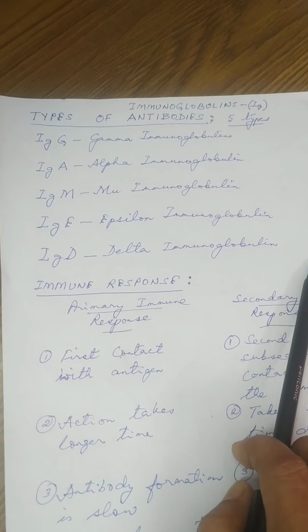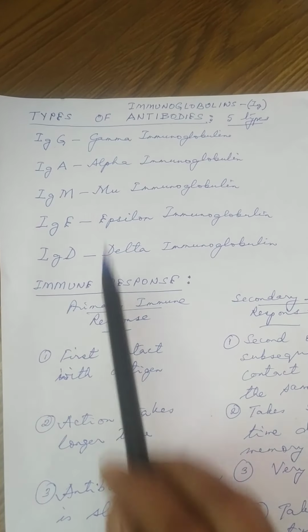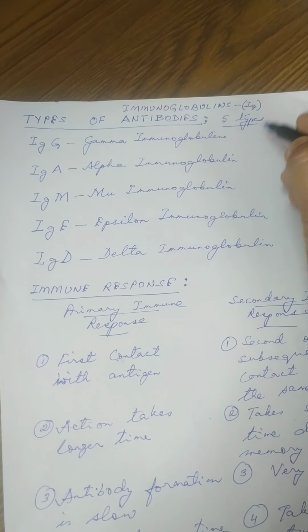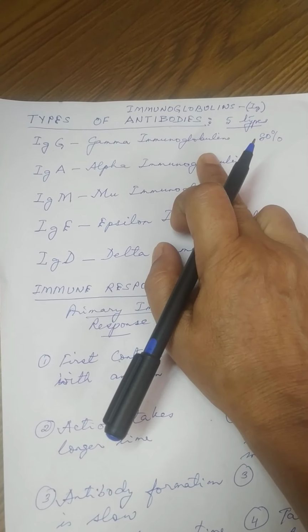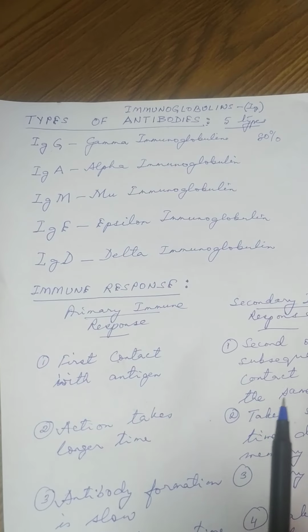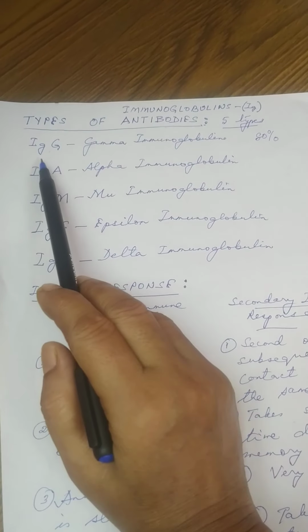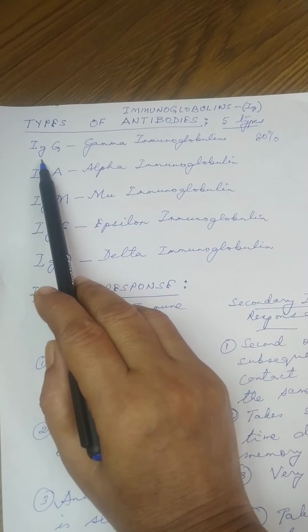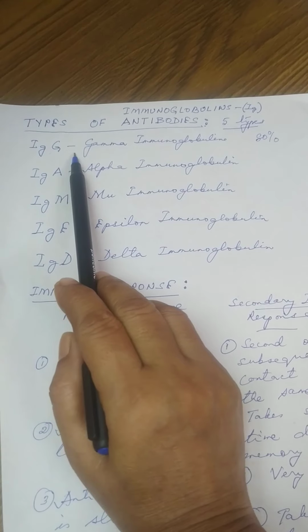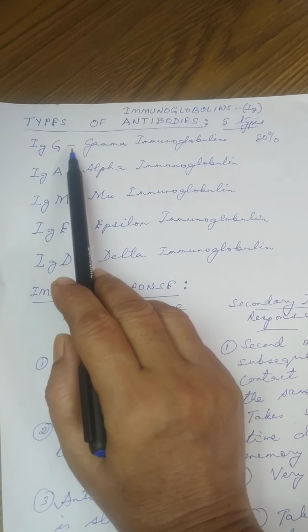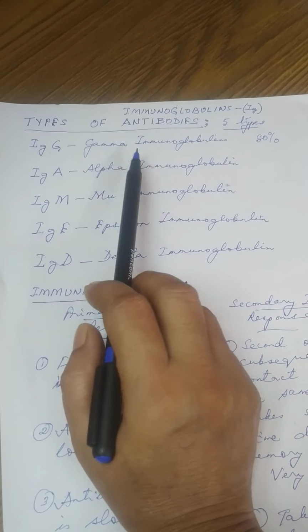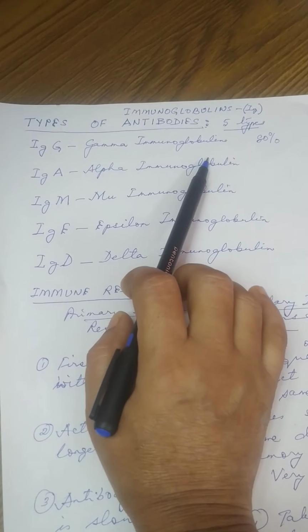Okay, now the first one, immunoglobulin G, constitutes about 80% of the total antibodies that are present in our body. So you may get a question: which antibody is the most abundant antibody, or name the most abundant antibody. You are going to write immunoglobulin G. That means gamma immunoglobulin.